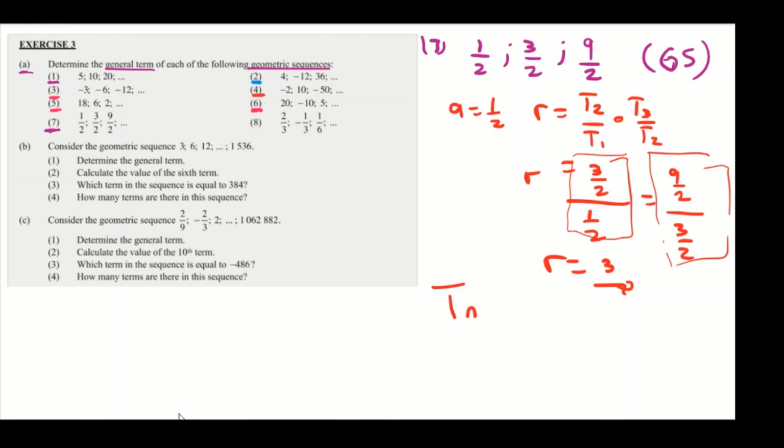So then my general term is equal to A R to the power of n minus 1. My A value is 1 over 2, and my R is 3, to the power of n minus 1. So this is going to be my general term of the sequence.